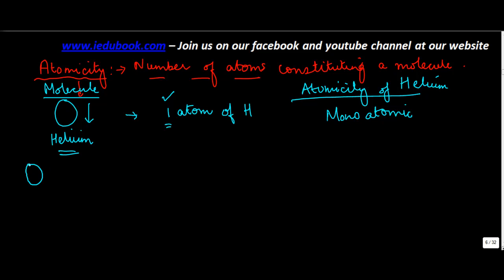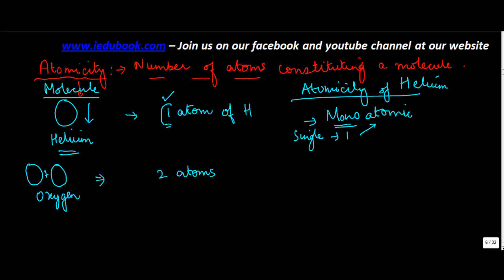We also saw that to form oxygen, two atoms of oxygen come together. This name itself suggests what mono means. What? Single, right? Or one. So monoatomic means it has only one atom. Two atoms of oxygen, so this is known as diatomic.